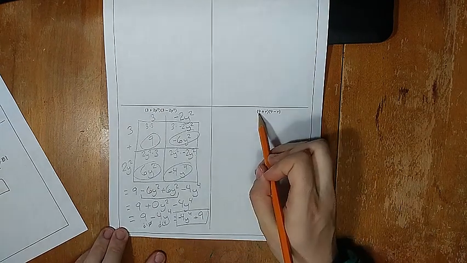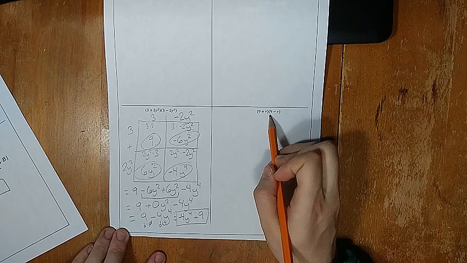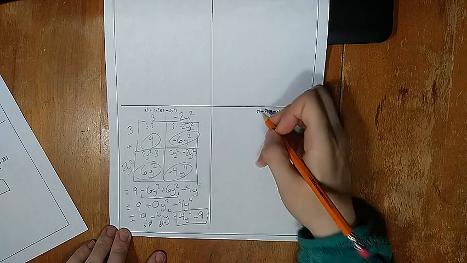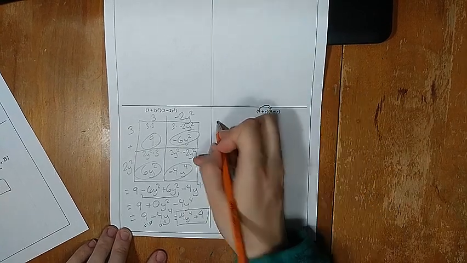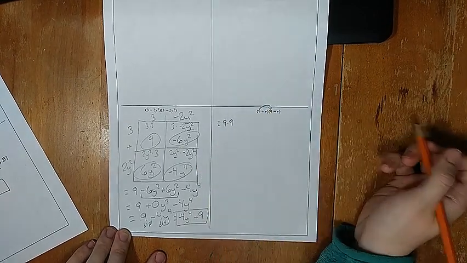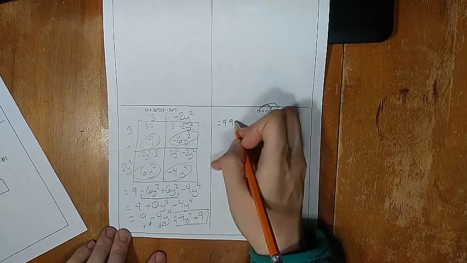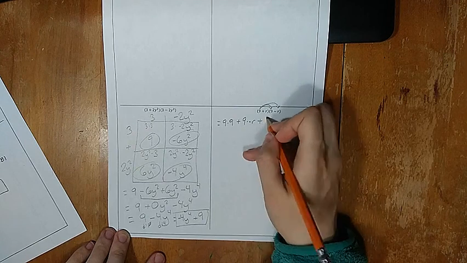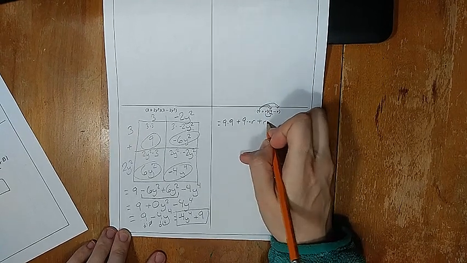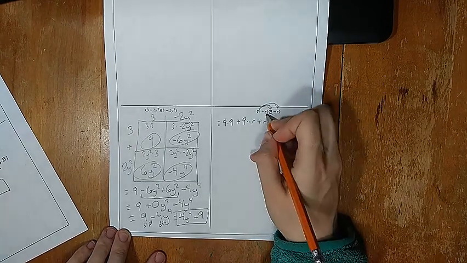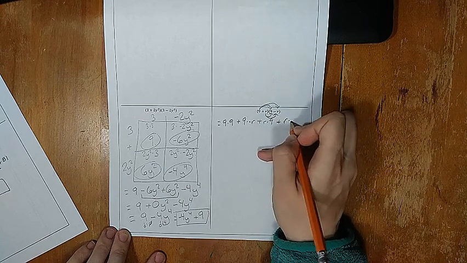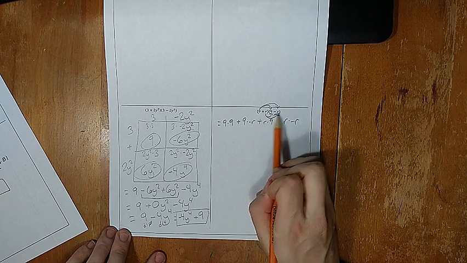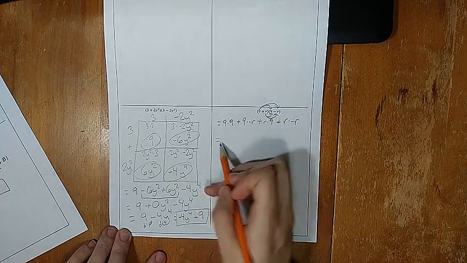For our next one, 9 plus r times the quantity 9 minus r. Let's do distributive method. So we have 9 times 9 plus 9 times negative r plus r times 9 plus r times negative r. Everyone in the first parentheses has met everyone in the second. 9 times 9 is 81.